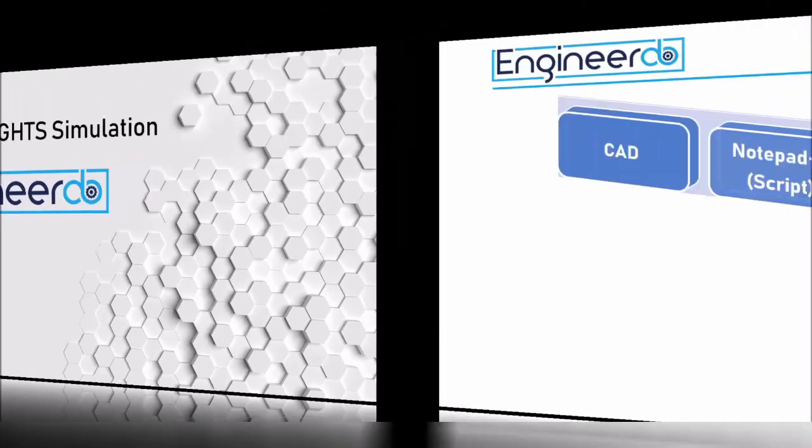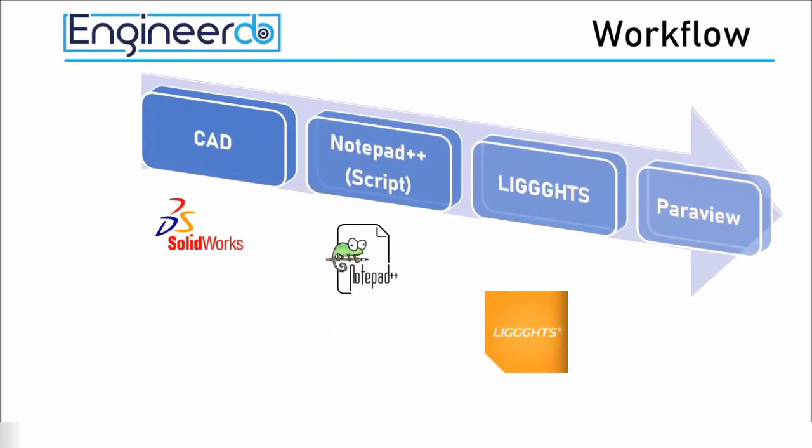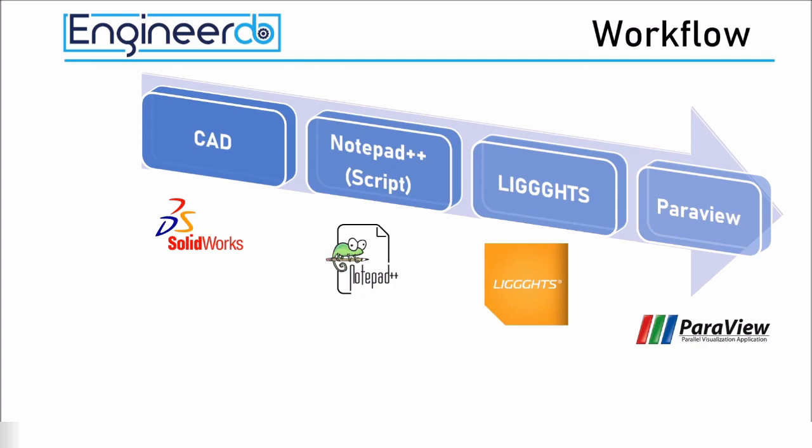Here you can see a common workflow to set up your simulation. First we will design the CAD model. For this you need a CAD program which can generate STL files. In this tutorial I will use SolidWorks, but you can also use any free CAD program like Autodesk Fusion 360.